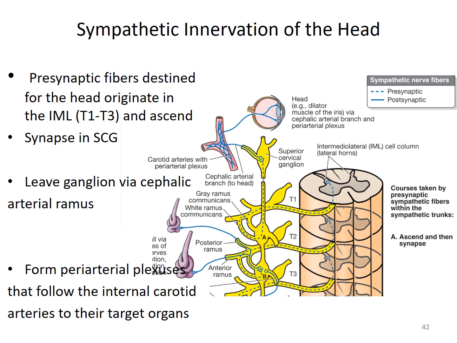Remember about the sympathetic innervation of the head. Presynaptic fibers destined for the head originate in the intermediolateral cell column between T1 and T3. And they ascend. They synapse in the superior cervical ganglion. Then they leave via cephalic arterial rami, and from a periarterial plexus around the carotids, they go up into the head and follow the artery to their target organs.